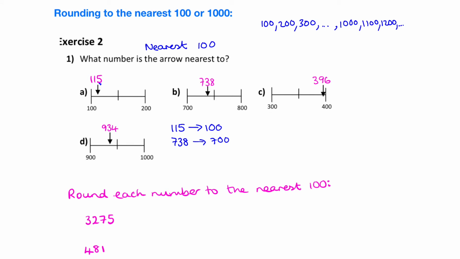Okay, next one. We've got 396. Well, that's right at the right-hand end here, isn't it? Just before 400. So it's in between 300 and 400, but we can clearly see that it's closer to 400. And then the last one, 934. Well, it's to the left of the middle, so we can see that it's closer to 900 than it is to 1,000.